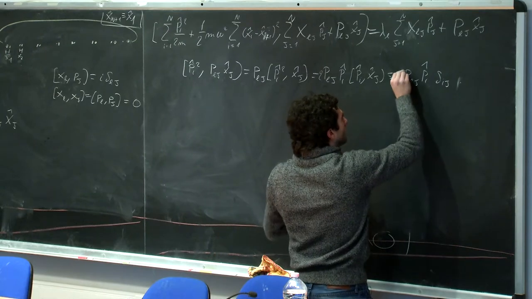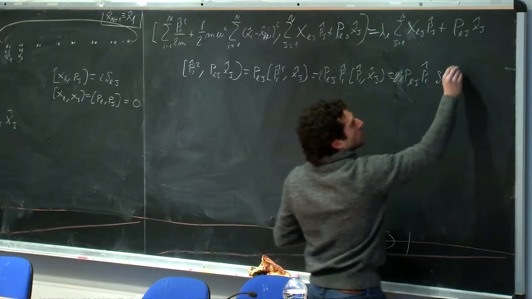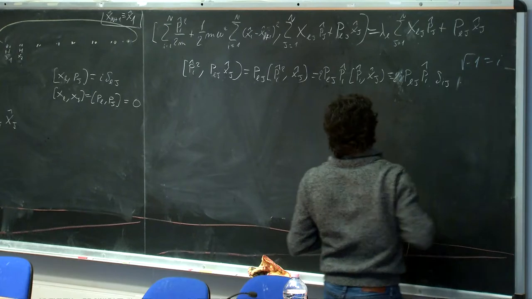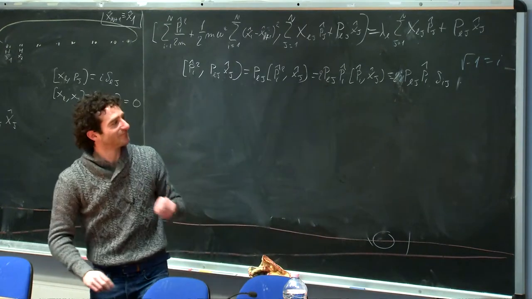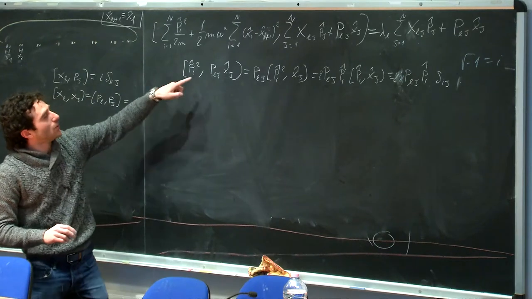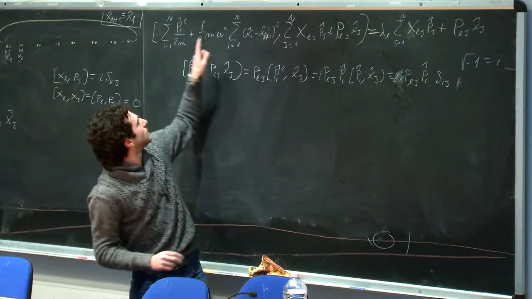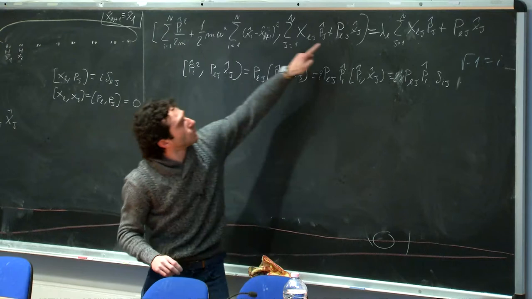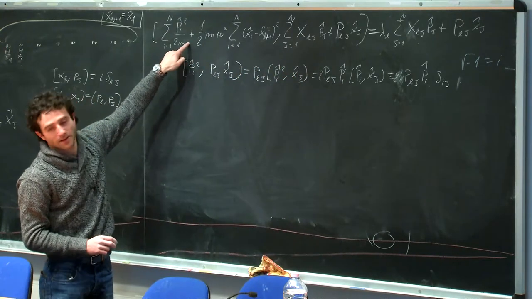Okay. This is the square root of minus 1, i. And instead, this is just an index. So we can use this relation to write this contribution from the kinetic energy.